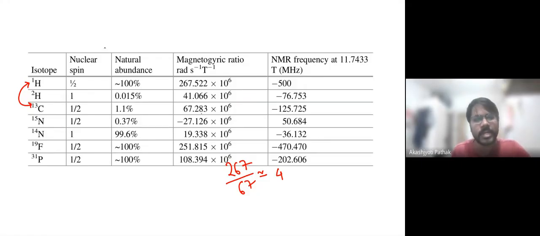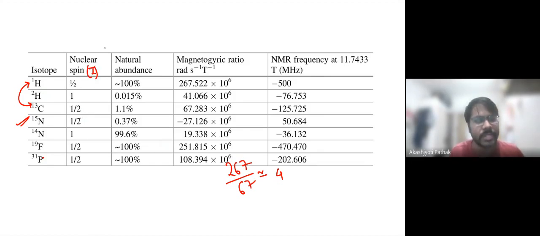15N has a negative gyromagnetic ratio value. This is important, as there might be questions like which nuclei has a negative gyromagnetic ratio. So remember that nitrogen 15 has a negative gyromagnetic ratio. Other NMR active nuclei are 19F and 31P. Those nuclei which have an odd mass number, like 1H, 13C, 15N, 19F, 31P, all have nuclear spin quantum numbers that are half integers.